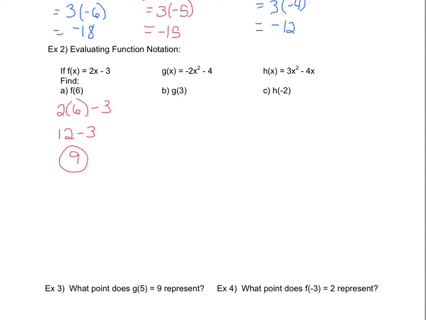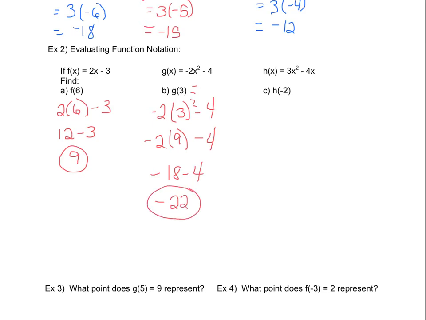Letter B, g of 3, tells me to go to my function g. All right, I'm there. And now I'm going to plug 3 in for all of my variables. So I'm going to go ahead and say that g of 3 is equal to -2 times 3 squared minus 4. Order of operations, I get -2 times 9 minus 4, which gives me -18 minus 4. Signs are the same, so I add, and I get -22 as my final answer.